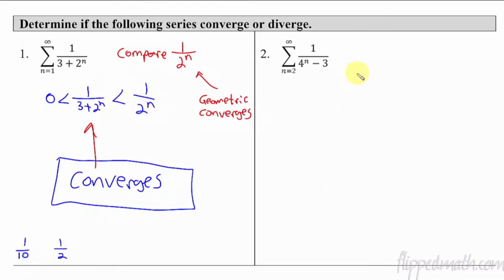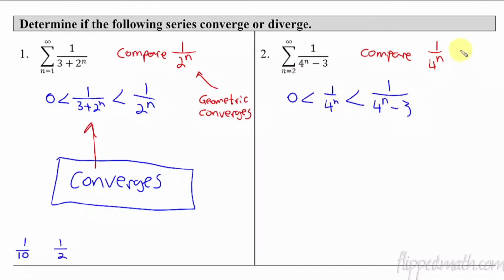All right, so let's do this one. Based on the first example that we did, the most obvious thing would be to compare it to 1 over 4 to the n. But there is a subtraction here. So when you list in order which one is larger, this 1 over 4 to the n is actually smaller than this whole fraction, 1 over 4 to the n minus 3, right? Because if you're subtracting 3, that means this denominator is smaller, which means the whole fraction is larger than 1 over 4 to the n.